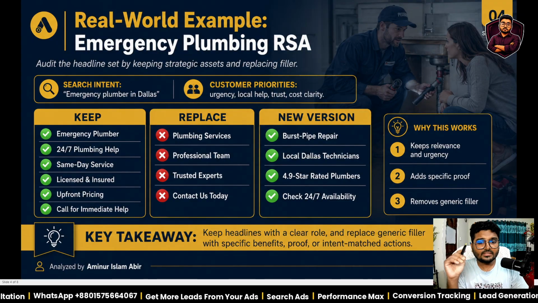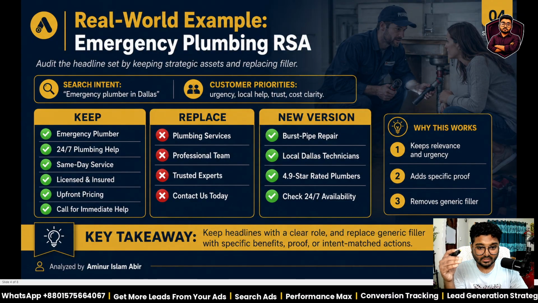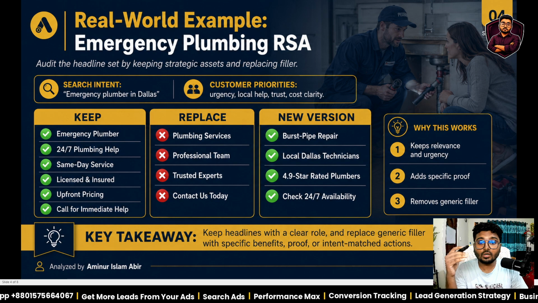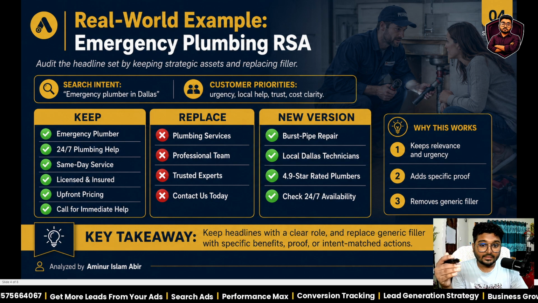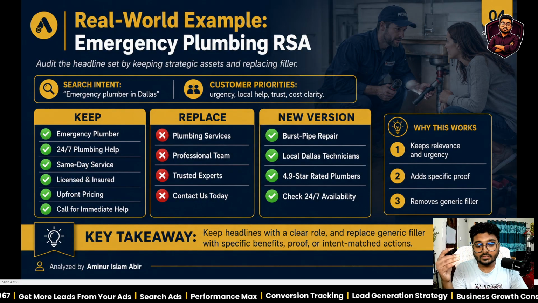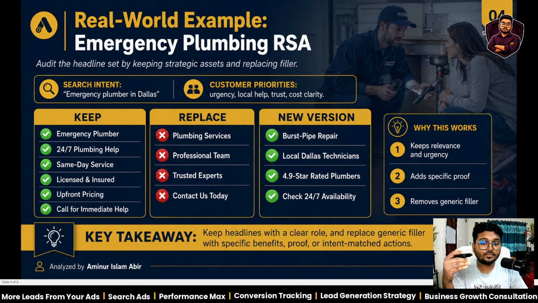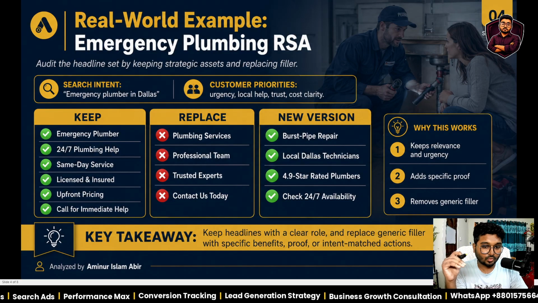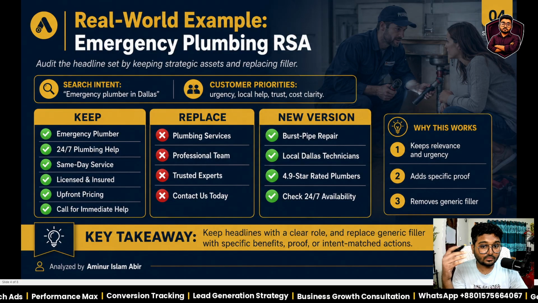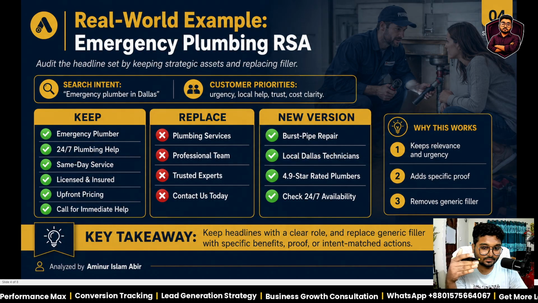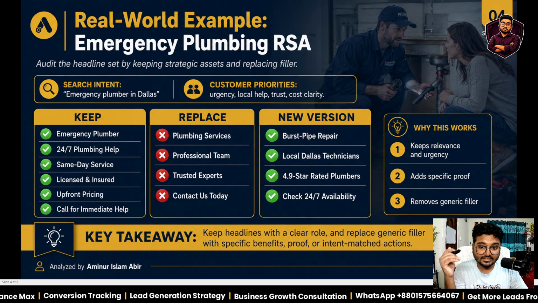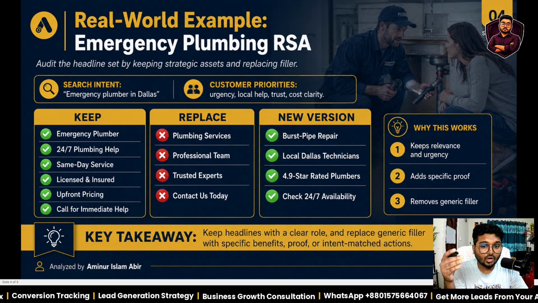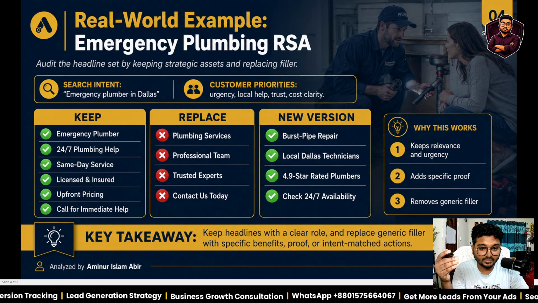We are not replacing headlines because we dislike the words. We are replacing them because they do not have a clear job. The important headline group now covers service, urgency, benefit, proof, pricing, local value, and direct action. Keep headlines with a clear role. Replace filler headlines with useful value, proof, and action. The main risk is changing headlines too quickly or reading the data wrongly.